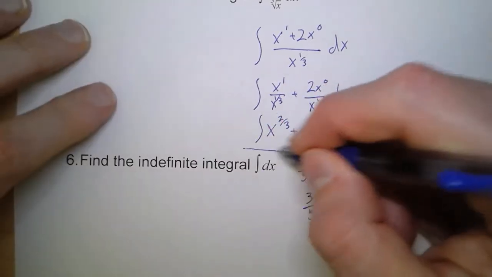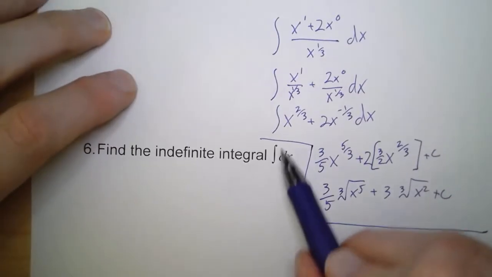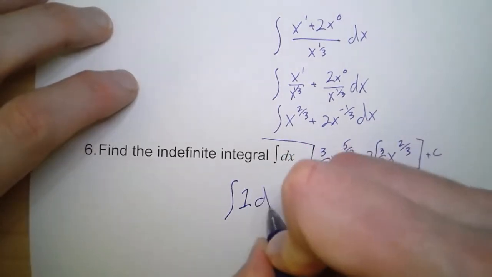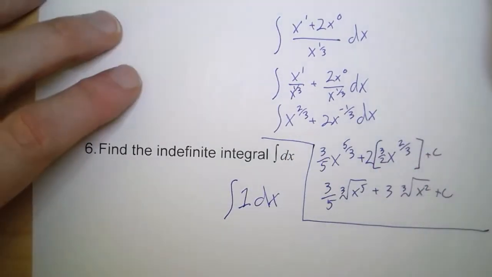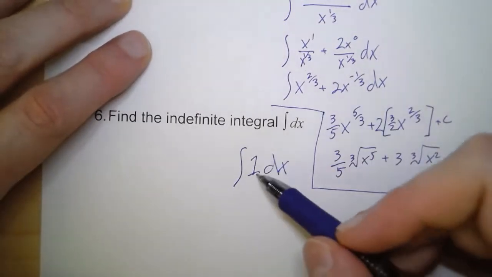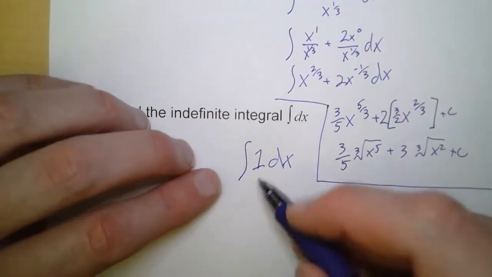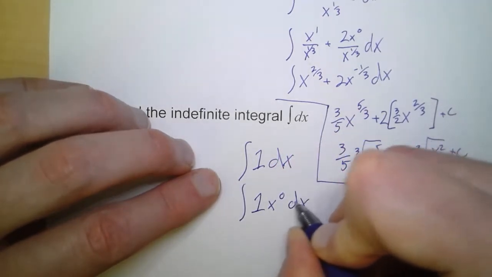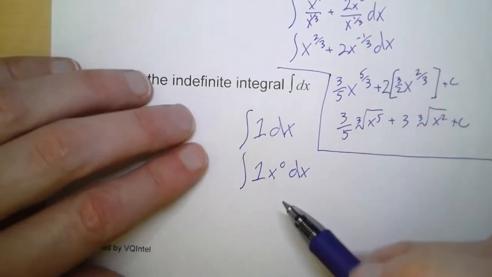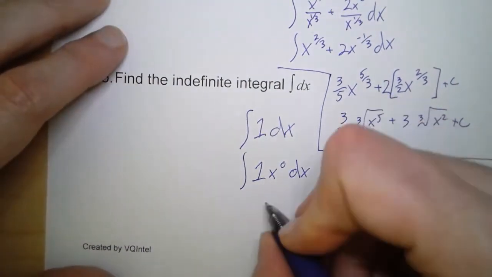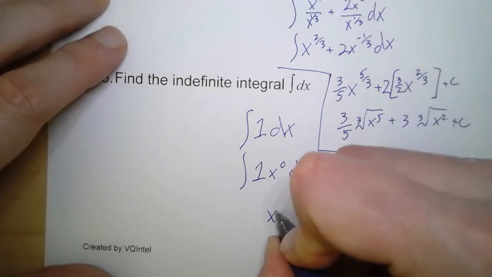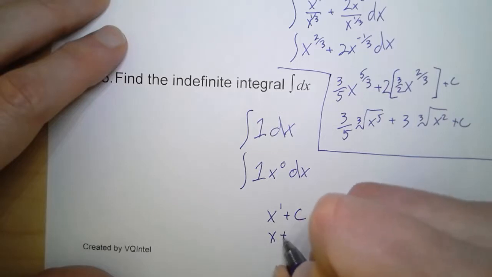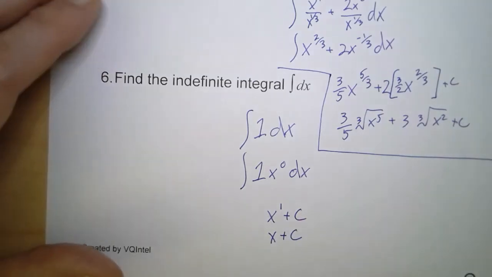Now for the last one, it just says the integral of dx. Now you could think of this as the integral of 1 dx, because there's always an invisible 1 there in front of any constant or any quantity. Now we can also think of this as 1 x to the 0 dx. So what is this antiderivative? All right, well, x is going to become x to the first plus c. Or we could just simplify it and just say x plus c.